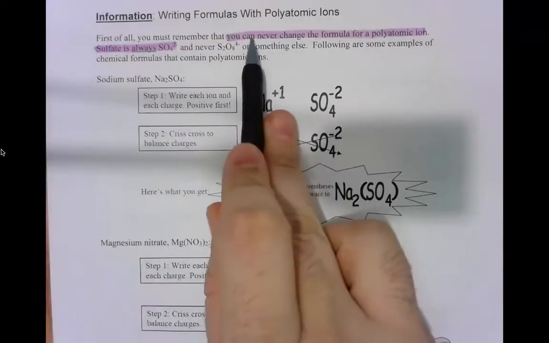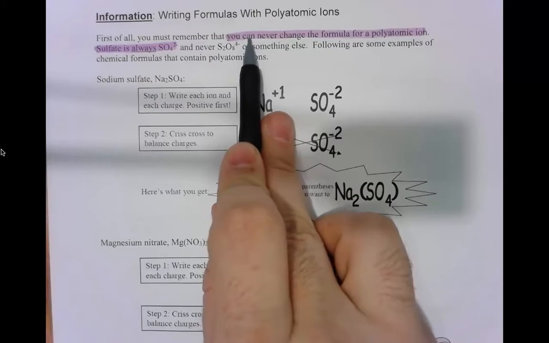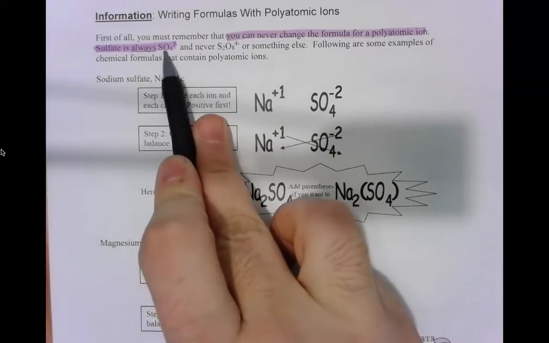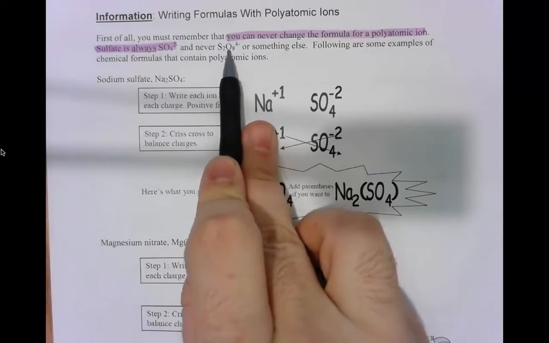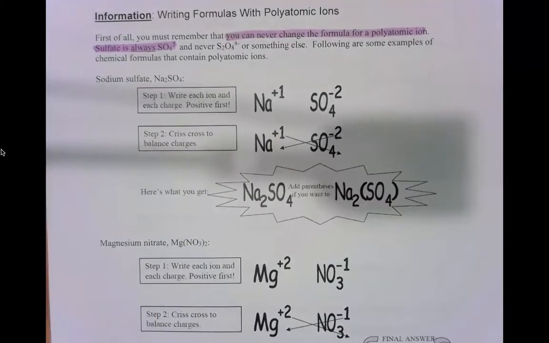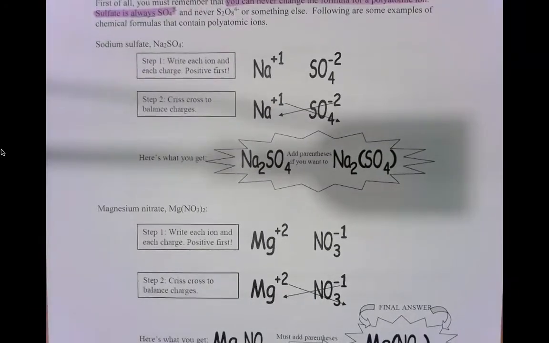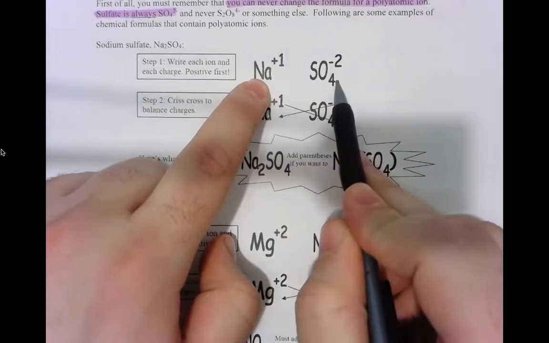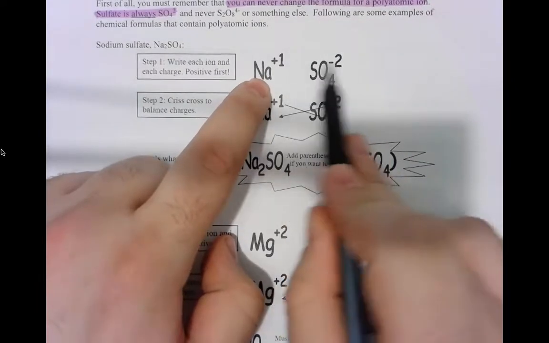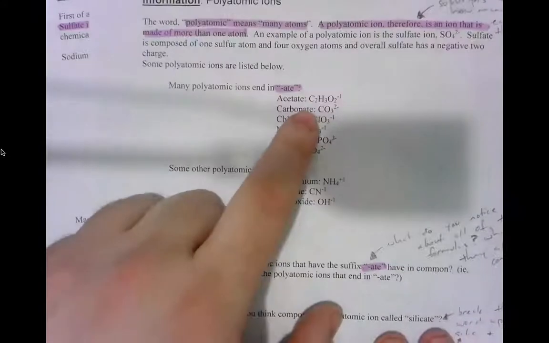It is worth mentioning, again, that you can never change the formula for a polyatomic ion. Sulfate is always SO4 with a -2 charge. You can never have another form of sulfate. So guys, when we look at this, we're just doing the crisscross method again. So we put our positive ion on the left, we put our polyatomic ion on the right. We include the charges. So your polyatomic ions, you're just going to have to look them up. All of the charges are included.